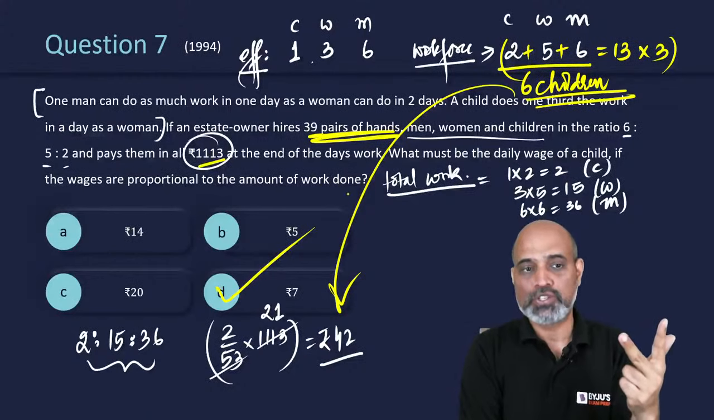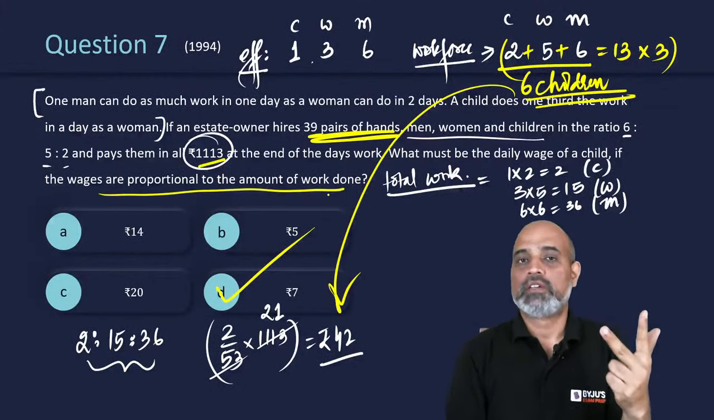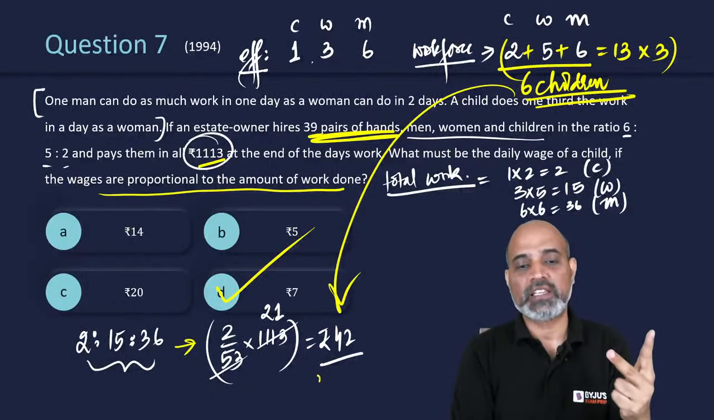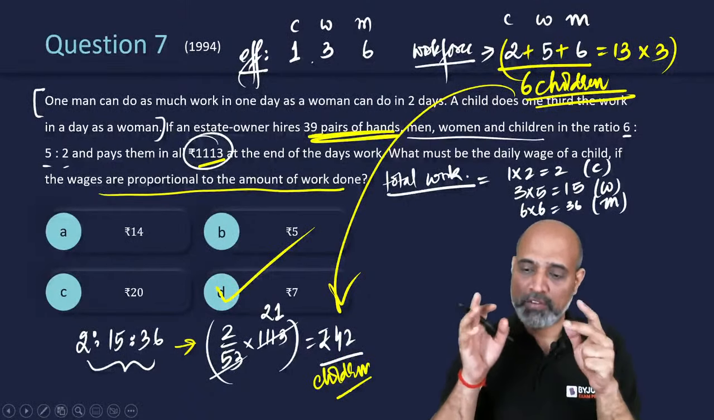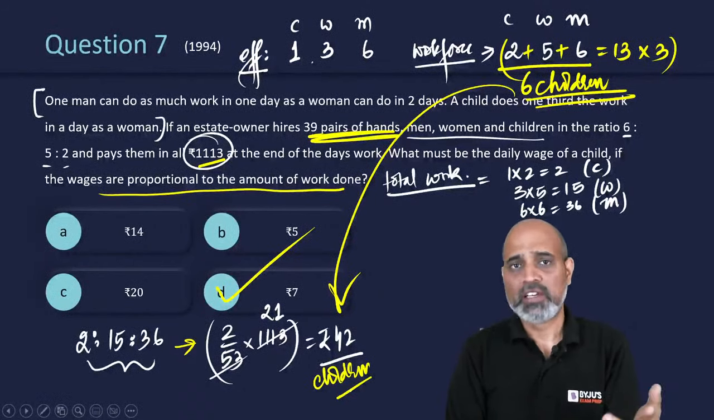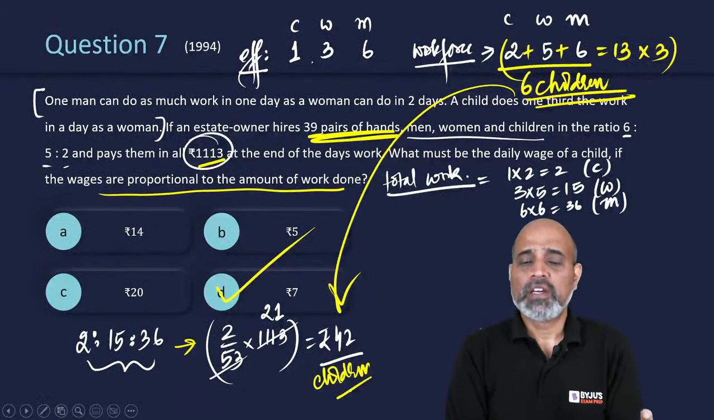As per the question, the wages are going to be directly proportional to the total work done. So we figured out ki children ka kitna wages hai. How much money children only get? Why we are only focusing on children? Because in the question they are asking us about them only. Men, women का wage निकाल के क्या करेंगे?